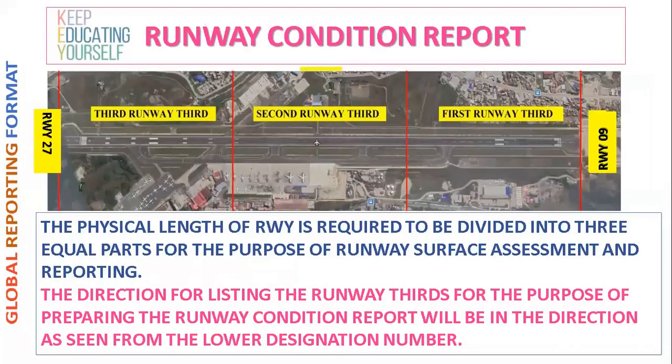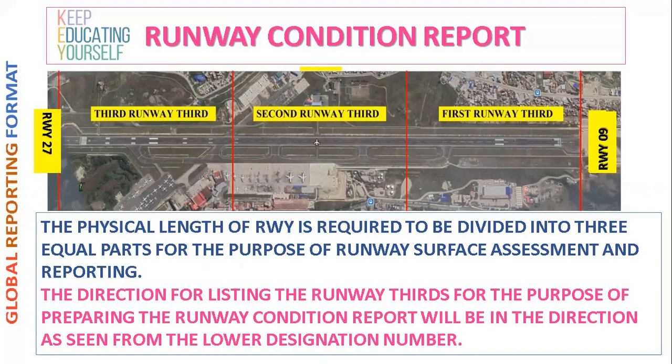Now, what exactly do we have to do? This we will discuss here in detail. First, for the runway condition report, we have to divide the runway into 3 equal parts. You can see on the right side runway 09 I have shown, and on the left side runway 27. From the beginning to the end, you divide the runway into 3 equal parts. Now remember, the direction for preparing the runway condition report will be from the lower designator number. So towards runway 09, first runway third I have done. Thereafter, the middle portion is known as second runway third, and the last portion is known as third runway third.